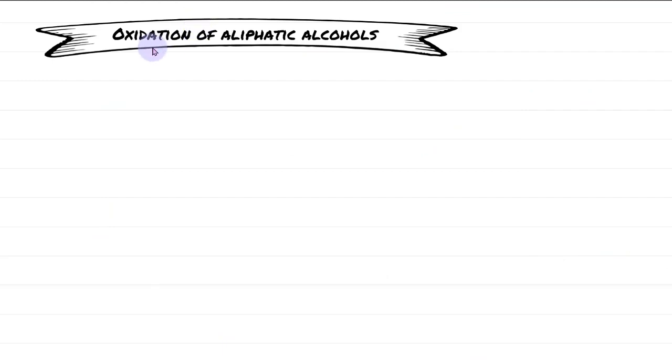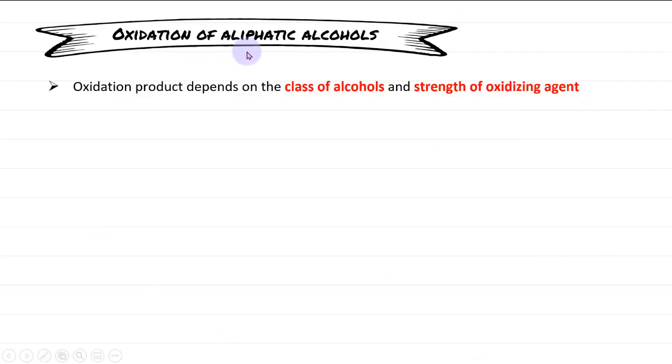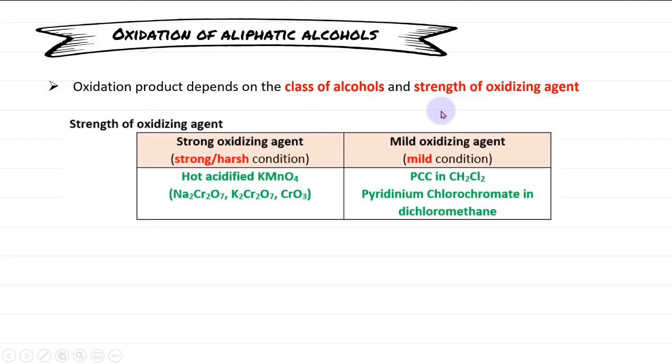Alright, next, let's look at the oxidations of aliphatic alcohol. For these oxidation reactions, the product depends on the class of alcohol and the strength of the oxidizing agent used. So we have strong oxidizing agents, which are strong or harsh conditions, and you have hot acidified potassium permanganate, or you can also use sodium dichromate, potassium dichromate, or chromic acid. And then we have the mild oxidizing agents, which is the mild conditions, PCC in CH2Cl2. Please take note of the full name of PCC, which stands for pyridinium chlorochromate in dichloromethane.